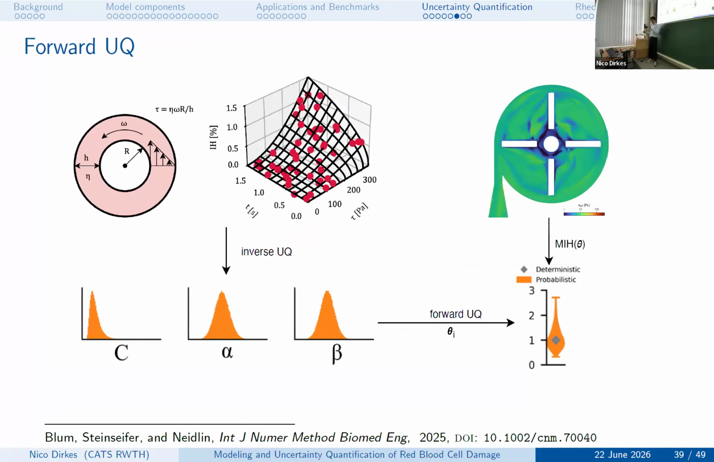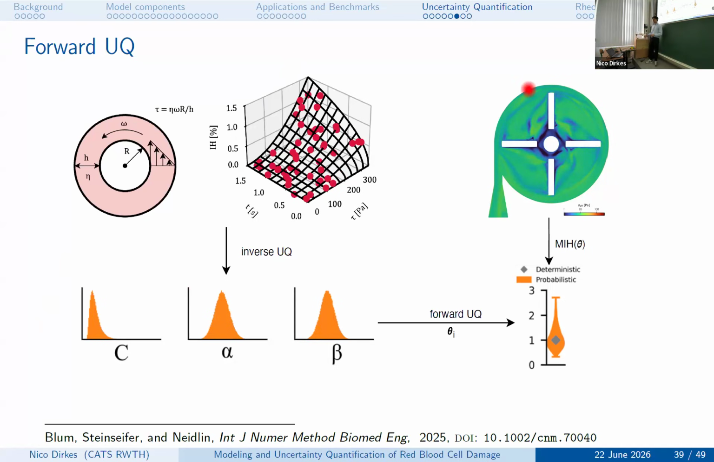Okay, so this is now the inverse uncertainty quantification, where we have data and experiments, and we want to compute the parameter distributions of the model. This is called inverse UQ. What we do then is so-called forward UQ. So we now want to propagate these distributions through the simulation.